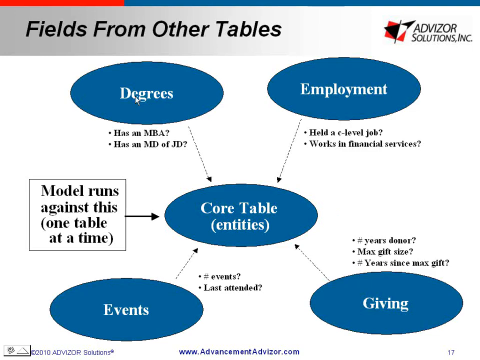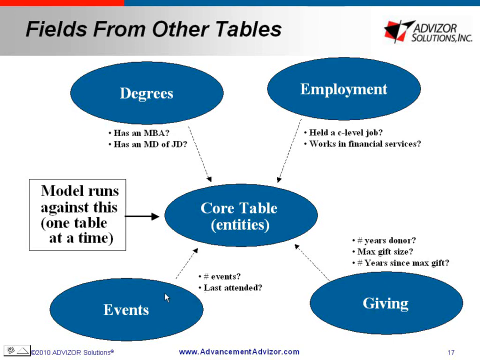For example, degrees. If you're looking at $1 million donors, maybe if they have an MBA or an MD or a JD, that matters. Or employment. Did they have a C-level job? Did they work in financial services? Giving. The number of years they've been a donor. The maximum gift size. The number of years since they gave that maximum gift. Or maybe events. How many events have they attended and the last attended?